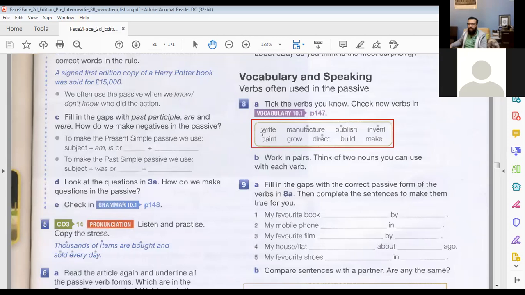So let me just read them. Write, manufacture, publish, invent, paint, grow, direct, build, and make. So which of these verbs are new? Can you see any new verbs here in this box? Any verbs that are not clear, maybe? The word next to write. Invent. Yeah. Invent. No, next to invent. Publish. Yeah.